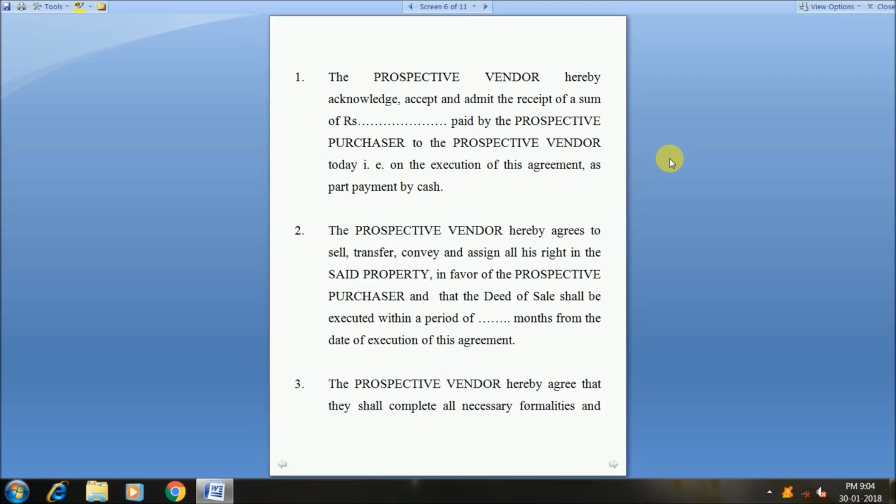Now proceeding further, second covenant: the prospective vendor hereby agrees to sell, transfer, convey, and assign all his rights to the said property in favor of the prospective purchaser, and the deed of sale shall be executed within a period of so and so months from the date of execution of this deed.